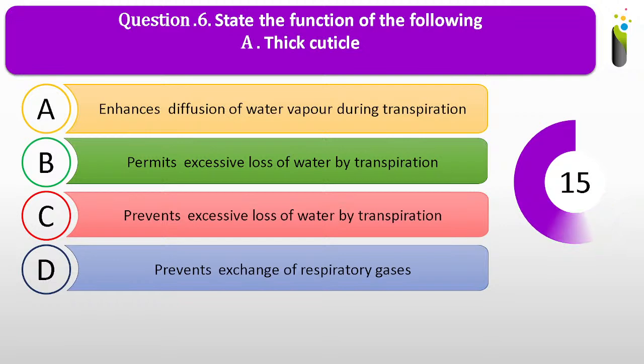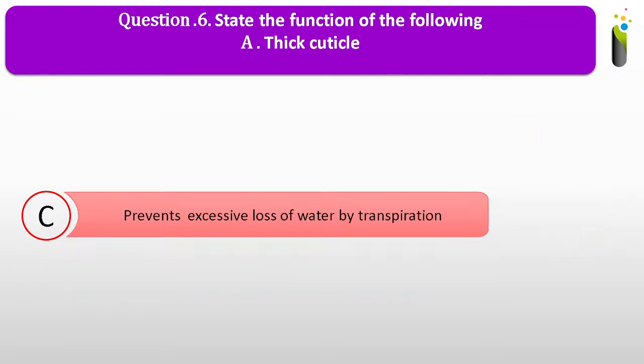And the correct answer for this question is C. Thick cuticle prevents the excessive loss of water by transpiration. So answer for question number 6, A, is C.